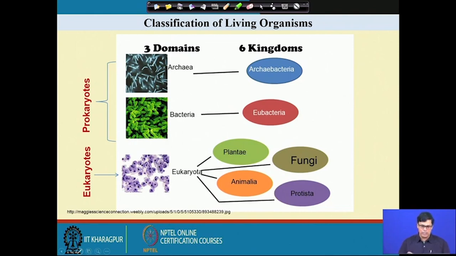In the prokaryotes, we have archaea and bacteria. Archaea are called archaeobacteria, and among bacteria we have eubacteria, because most bacteria fall under this category. Archaea are usually found in some wastewater treatment processes or lagoons. In eukaryotes, we have the kingdoms Plantae, Fungi, Animalia, and Protista. Eukaryotes tend to be a little bigger in size compared to prokaryotes, which I shall discuss later on.